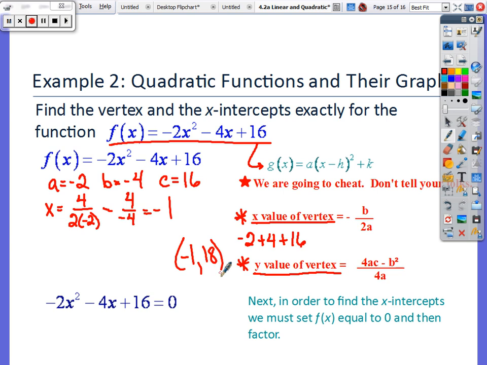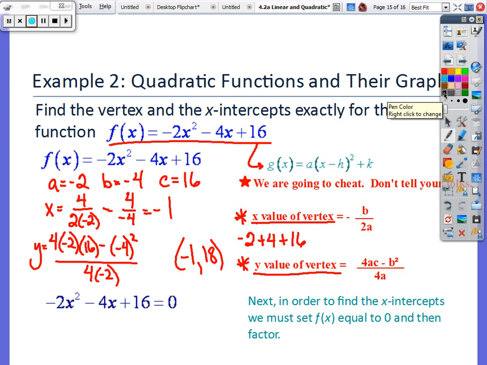But let's go ahead and use the formula to find the y value. The y value is 4ac, so 4, -2, c is 16, minus b squared. And our b is -4 squared. So this is a little bit lengthier, all over 4 times a. Now, for this problem, you may be like, why wouldn't I just plug it in? That's a lot easier. That's true. However, on some of them, especially with fractions and things like that, it's probably a little easier sometimes just to find the y value this way.